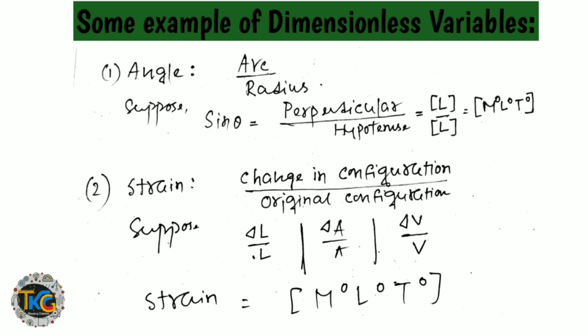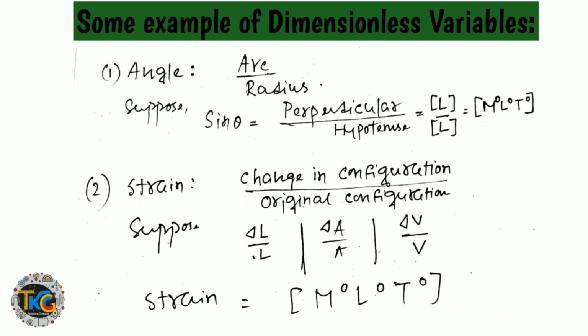Suppose I consider the length of a substance is 5 meters. Now by applying force, the length of the substance changes and its final length is 8 meters. So what is the change in length? Change in length means 8 minus 5, so 3 meters, by the original length, that is 5 meters. So 3 meters by 5 meters, both are lengths. So upper portion L, lower portion L, that is the dimension is M^0 L^0 T^0.